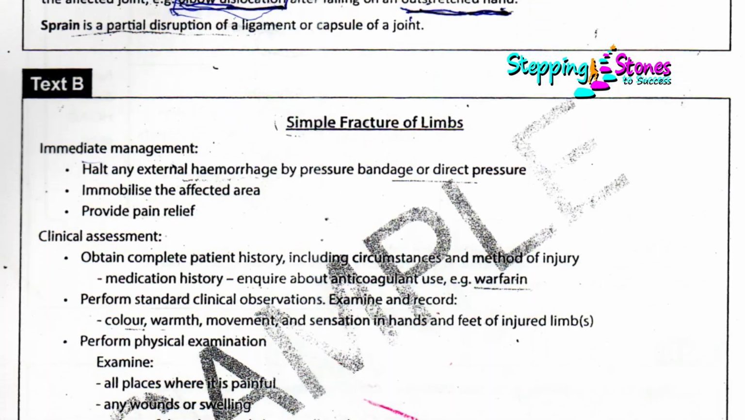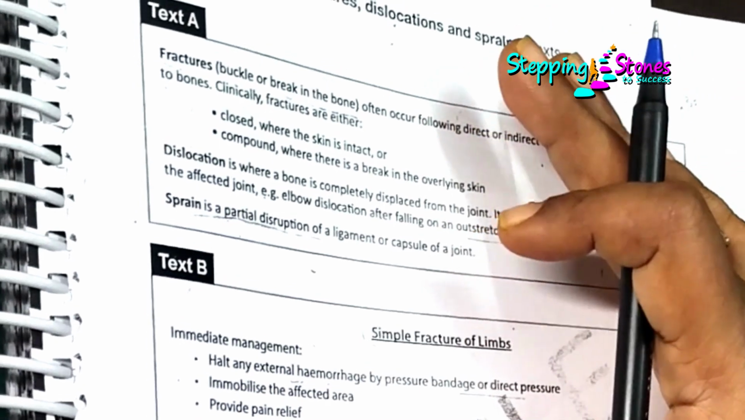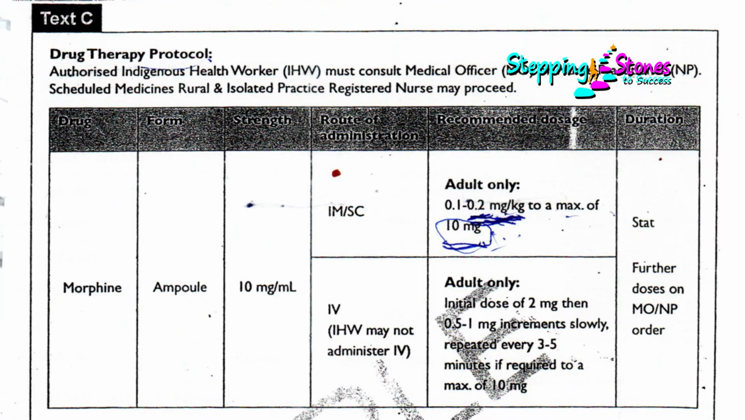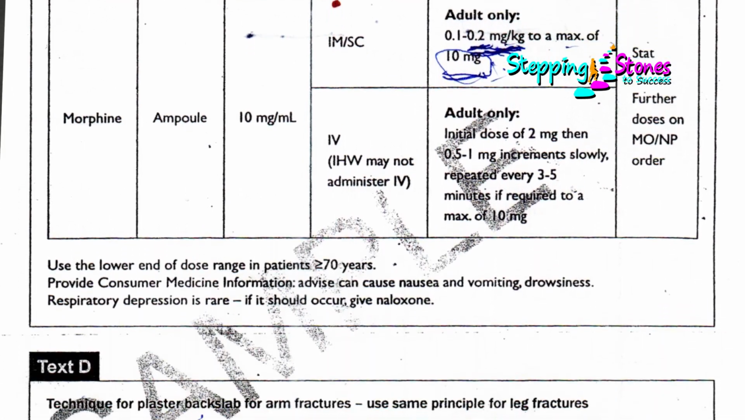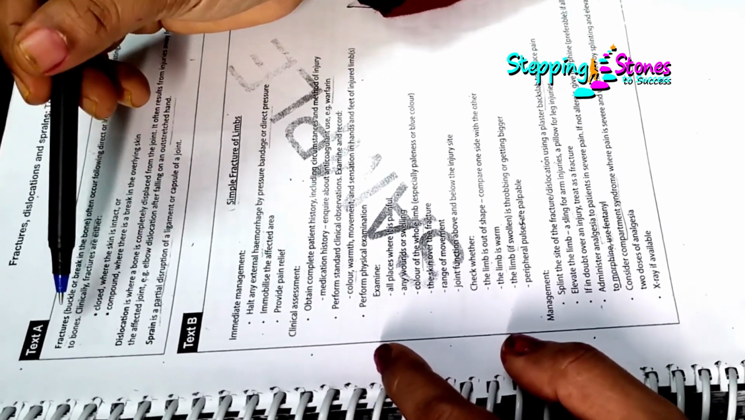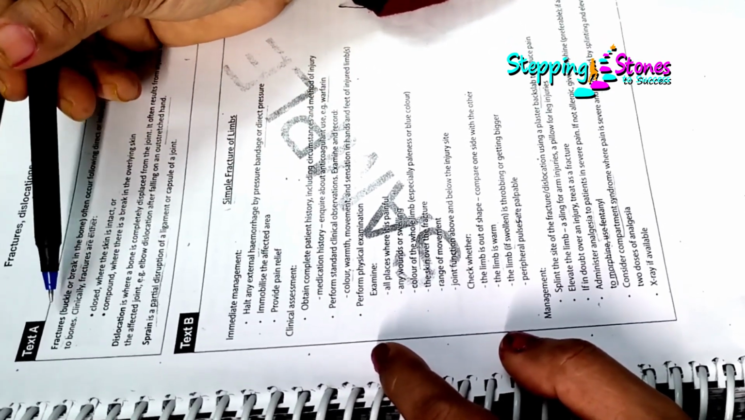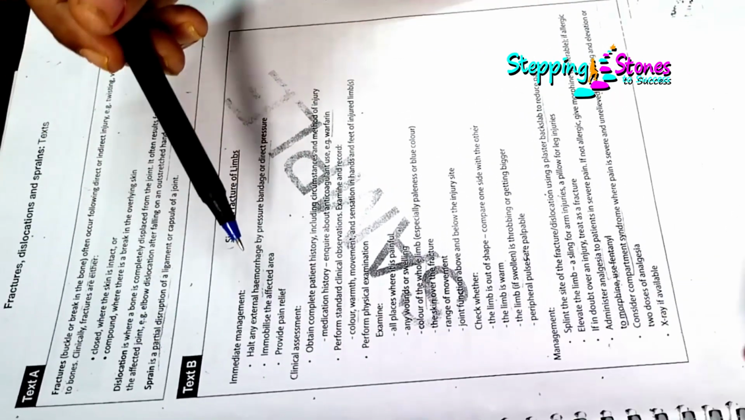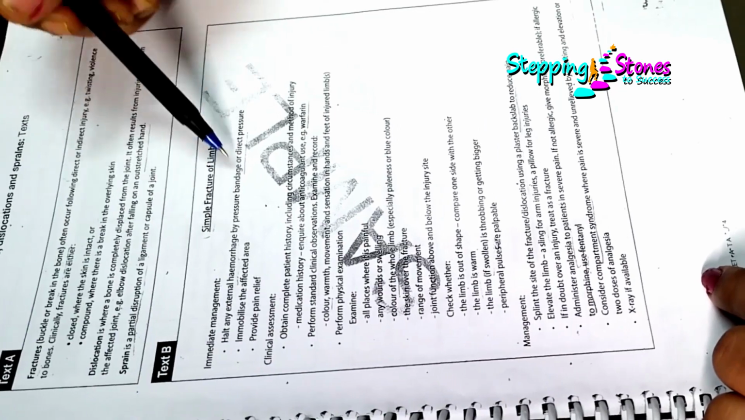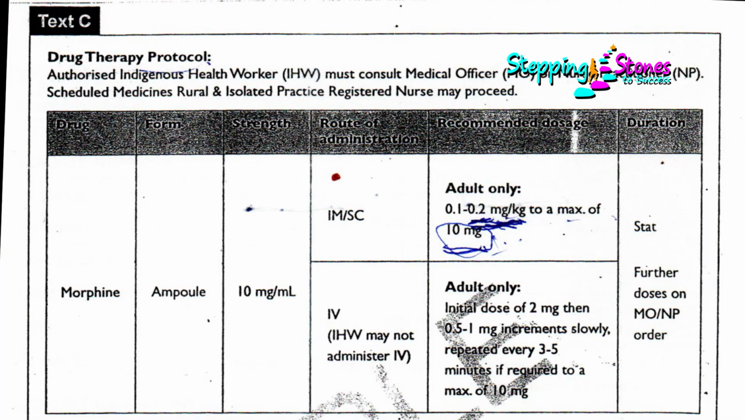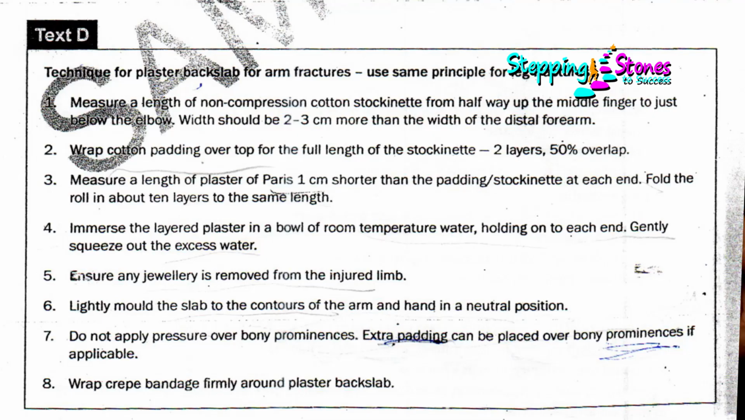For the exam, when you receive part A, immediately go through text A, text B, text C and text D, not in detail but with a superficial reading. Concentrate on what each paragraph is telling about. The first paragraph: what is it telling about? Fracture, dislocations and sprain. In text B, read the heading, simple fracture of limb. Here they are mostly talking about the management. In text C, there is a drug therapy protocol. And in text D, you can see the techniques.